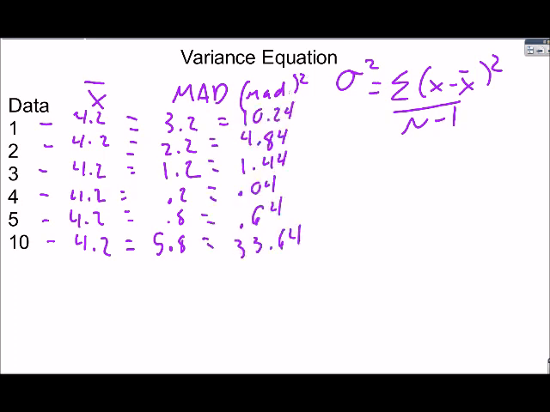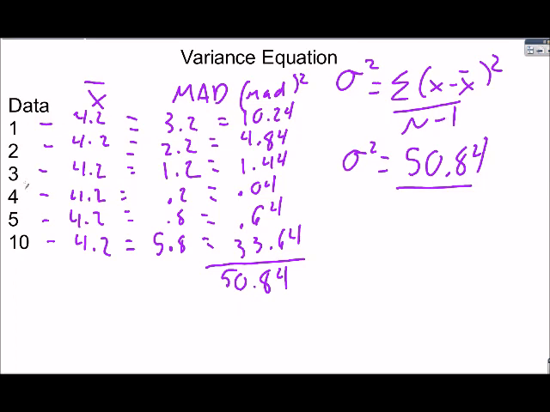We have found our MAD squared. That was just taking all these numbers and squaring them. I have to summate them. That means add them all together. Now that I have my summation of my MAD squared, I just have to divide it by n minus 1. I have 6 pieces of data, so 6 minus 1 gets me 5. So my variance is 10.2.